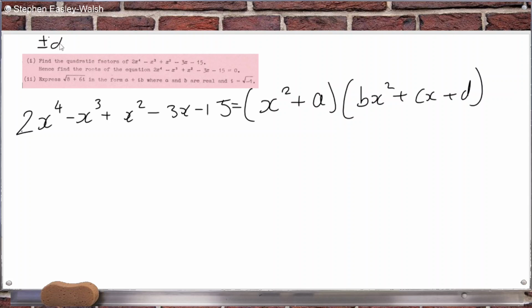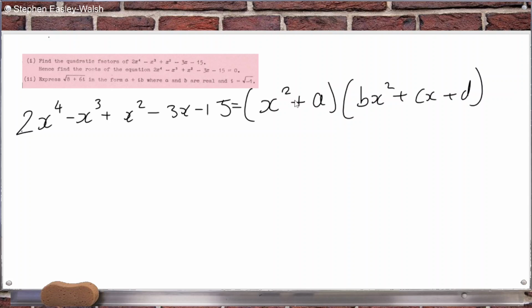So what they don't tell you here is that there's going to be two roots in the form of plus or minus alpha i, and then two other roots in the form of something like beta plus or minus root gamma, two surds. So there's two surds and two purely imaginary numbers. But that's not given in the question. So unless I'm missing something that I've not seen before, I wouldn't know how to do this without being told that the factors are written like this.